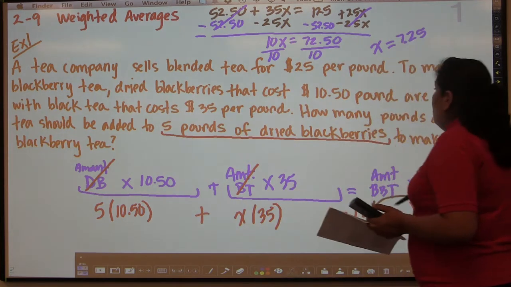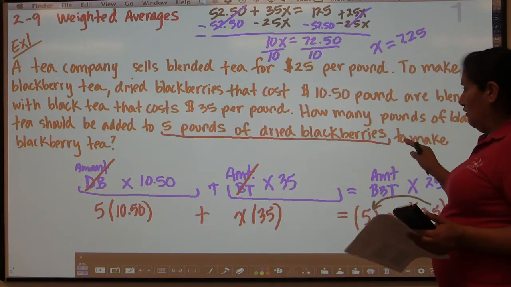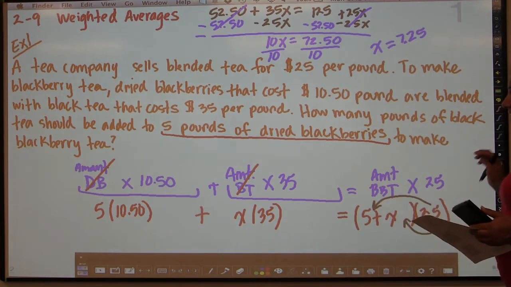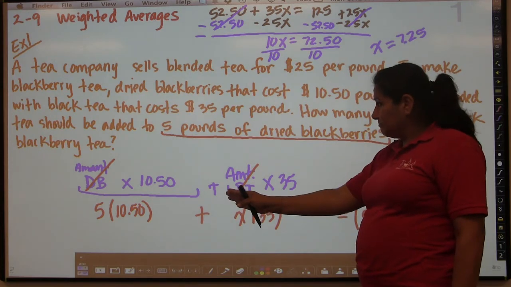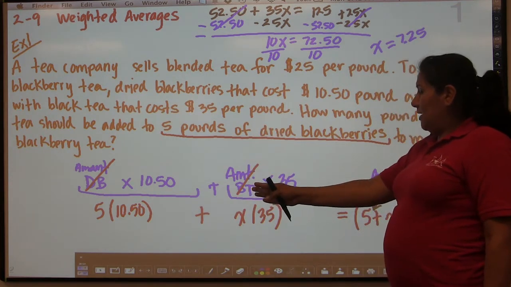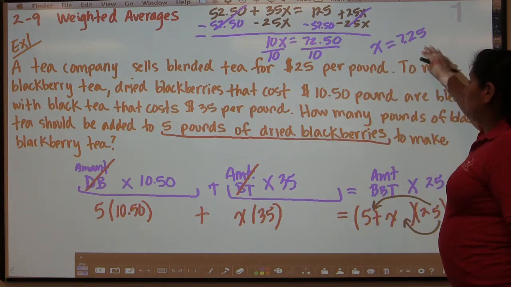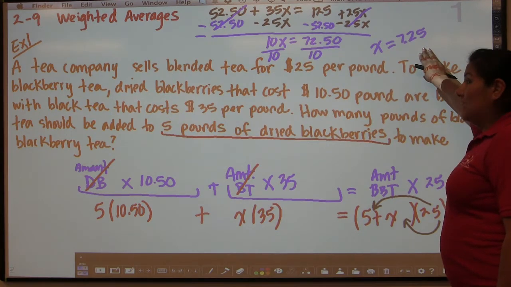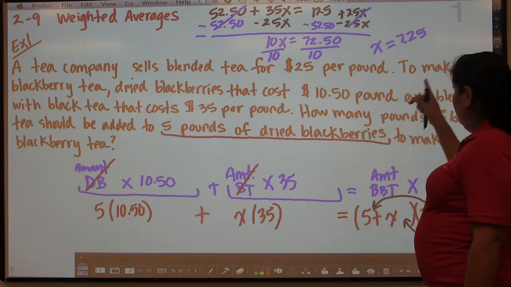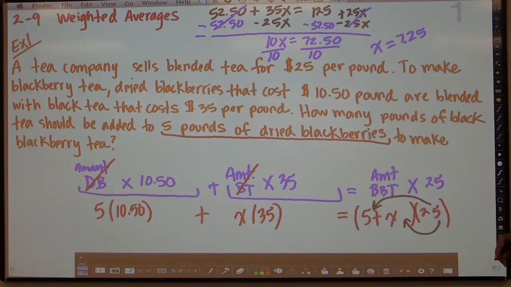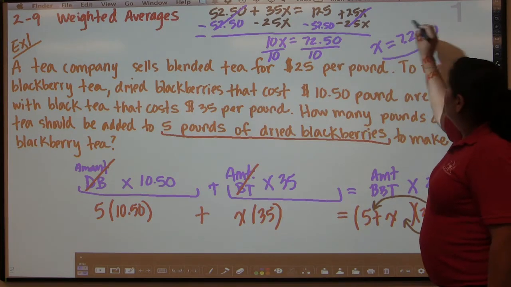$7.25 pounds. Remember that x was the amount of black tea that we needed to add to 5 pounds. So what we're saying here is that if you take 5 pounds of dried blackberries and add it to 7.25 pounds of black tea, then you will have 12.25 pounds of blackberry tea, which you can then sell for $25 a pound. And that is how we solve that equation.